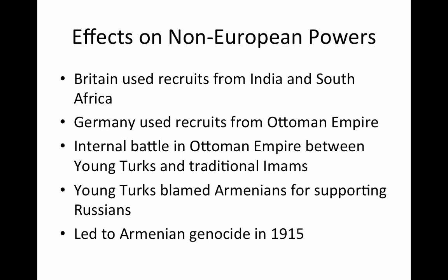In fact, the name that was given in Europe for the Ottoman Empire was the Old Sick Man, because the belief was the Ottoman Empire would eventually fall apart, but they wanted it to happen slowly so that no one country could fill in the vacuum too quickly. Within the Ottoman Empire, there was a fight between the Young Turks, who believed that Islam was important, but the religion of Islam should be practiced individually and privately, and traditional imams, who believed that the government should be aligned to the theocracy of Islam. The Young Turks during this war blamed the Armenians for supporting the Russians, and that led to the Armenian genocide in 1915.